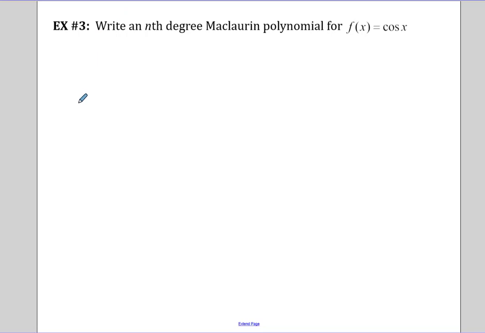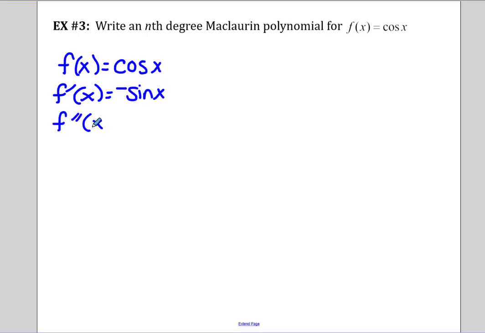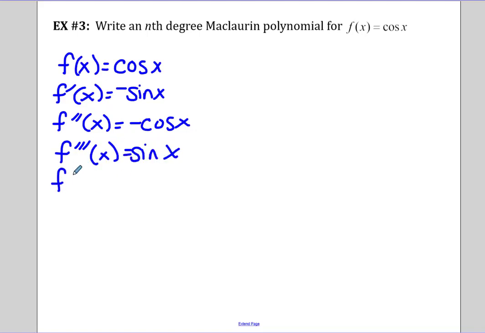Example 3, we want to write an nth degree Maclaurin polynomial for cosine, and we did that if you followed along in the exploration for this lesson. So f of x is going to be cosine. First derivative is negative sine. Second derivative is negative cosine. Third derivative is sine. Fourth derivative is back to cosine. And fifth derivative is negative sine.